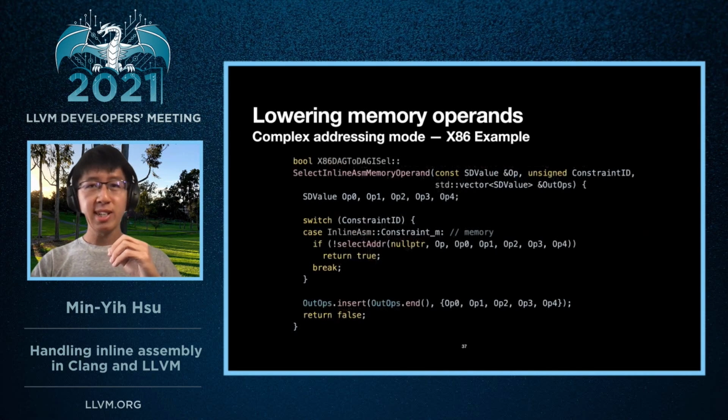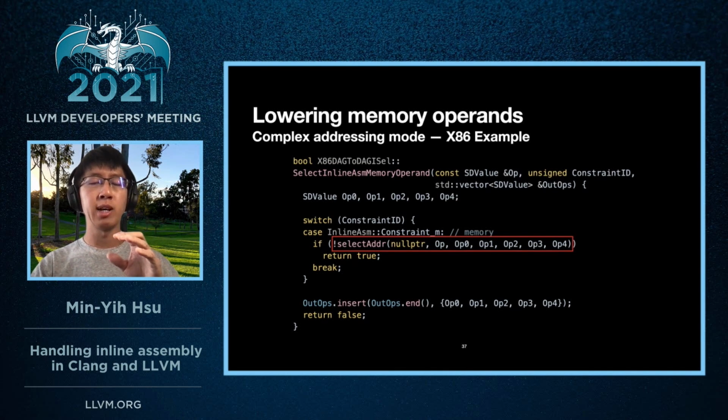A slightly more complicated example is x86, where memory operands might have a complex addressing mode. So here, x86 is not just doing the validation, but also doing the lowering. For a given Op, which is a memory operand, it borrows the hands of the instruction selector to lower this operand into 5 other SDNodes or SDValues, and uses these 5 SDValues as the output result. So it's basically a one-to-many mapping in contrast to RISC-V.